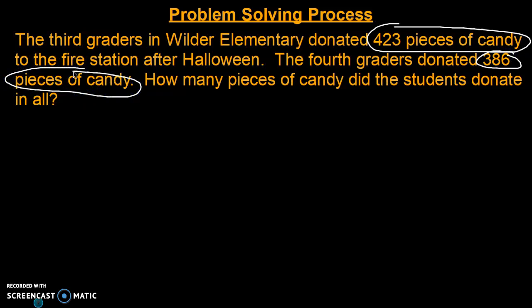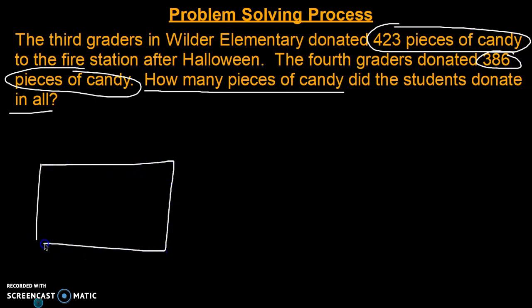Then step 2 is in the question, how many pieces of candy did the students donate in all? We will underline just a few keywords: how many pieces of candy, they always need to include their unit, and in all. That's all I need my students to underline, because I want them to find words that will help them solve the problem.